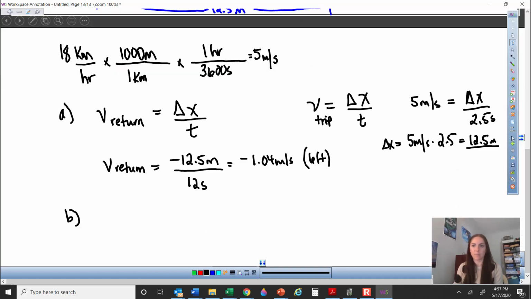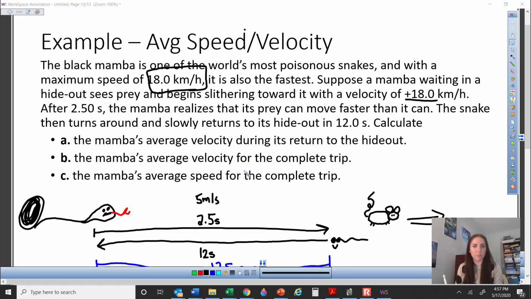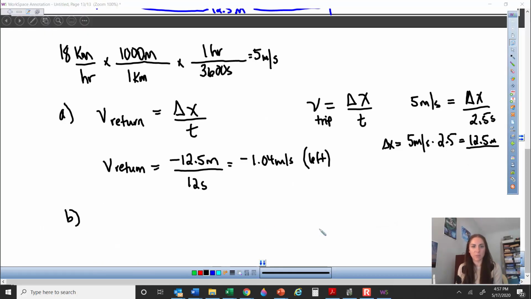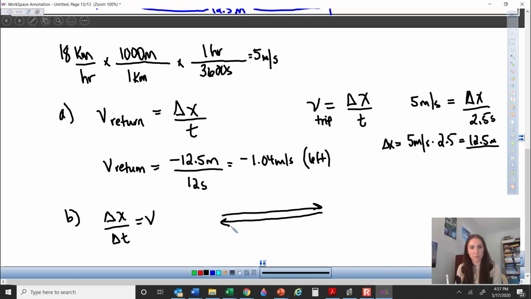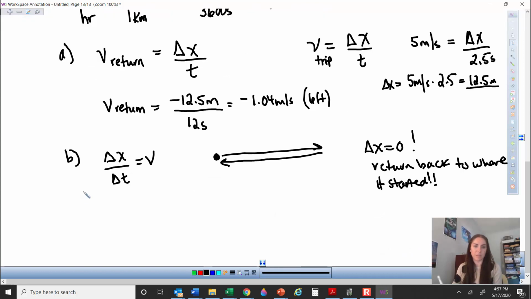Part B. Part B is asking for the Mamba's average velocity during the entire trip. Well, the Mamba went forward and back, which means the displacement of the Mamba is actually 0, right? Because it returned back to where it started. So that makes that calculation easy.